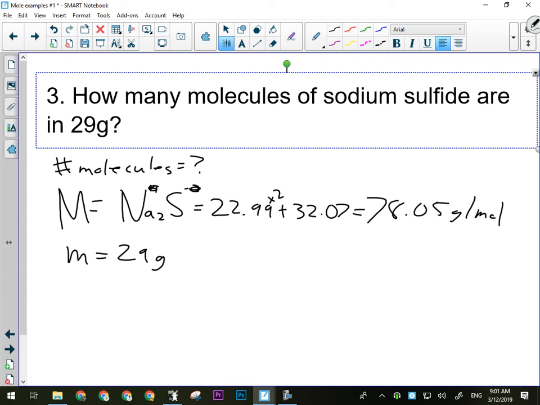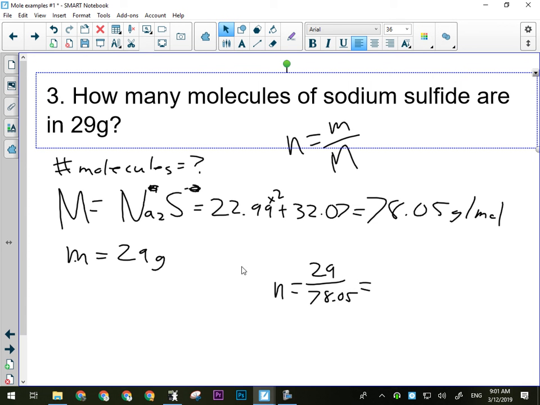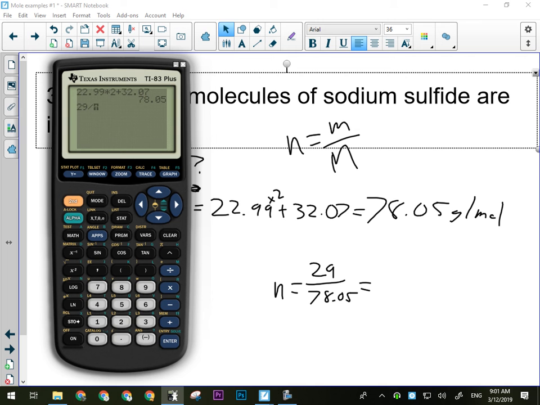All right, if I'm going to find the number of molecules, I first need to find the number of what? Moles. I need to find the number of moles. That's the part of the mole equation right now that I don't have because I have big M and I have little m. So I'm going to solve for the number of moles, just by plugging my numbers into that formula. So N will equal 29 grams divided by 78.05. So I have less than a mole for sure. All right, so I have 0.3715 moles.